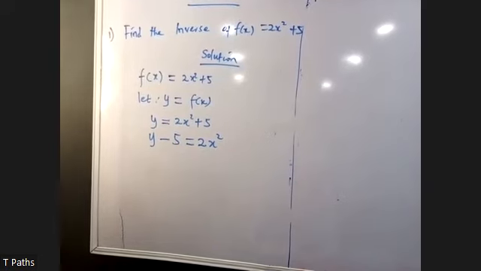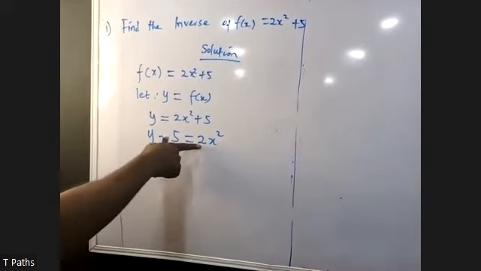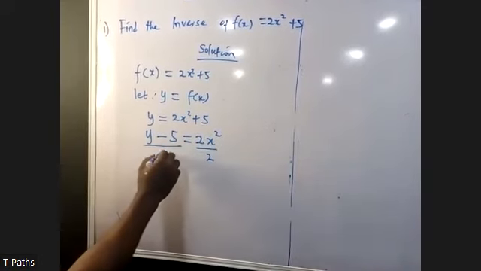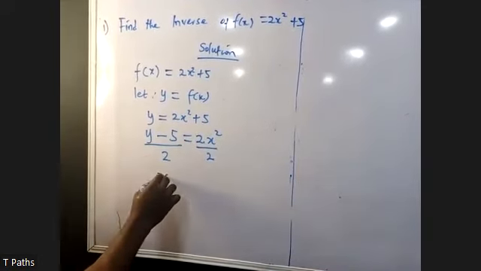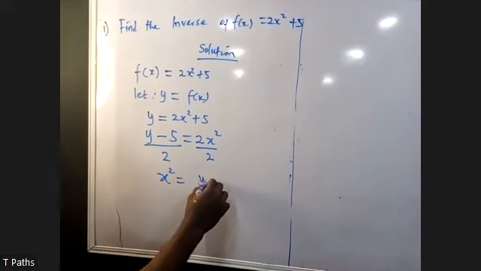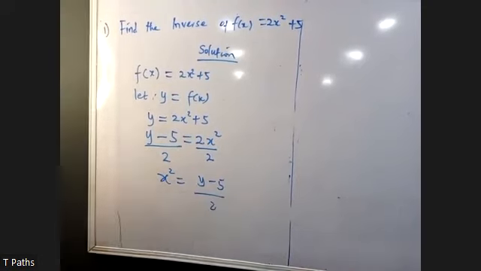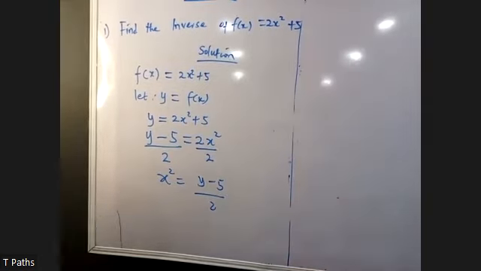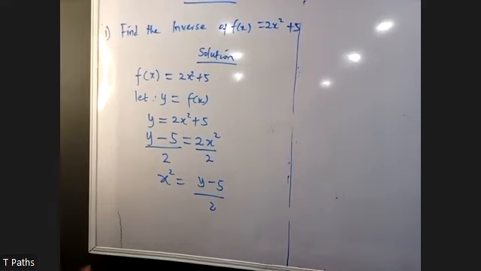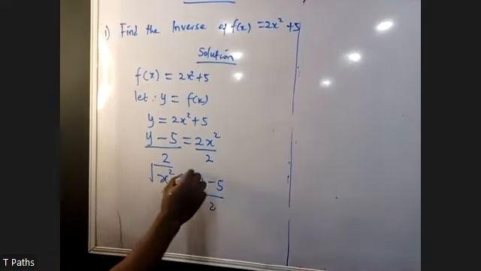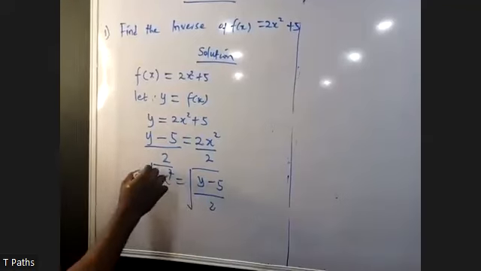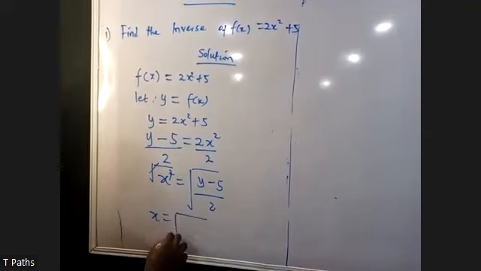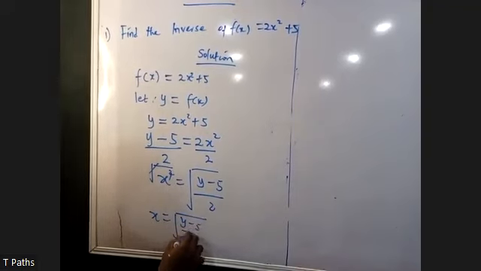So what am I going to do next? 2 is hindering x, right? So I'm going to divide both sides by 2, so that my x squared will be equals to what? y minus 5 over 2. I'm not done because I want to have only x at the left-hand side of my equation. So what am I going to do? I'm going to square root both sides. So this square will cancel this square root. My answer will be what? Square root of what? y minus 5 over 2.